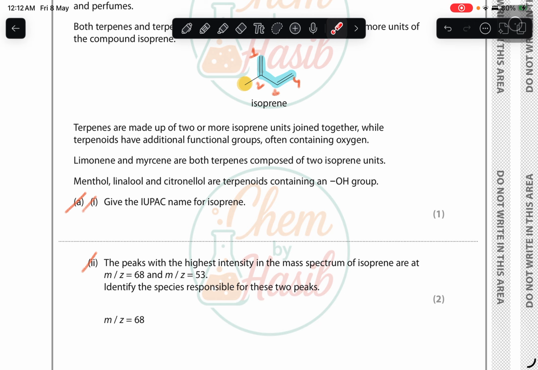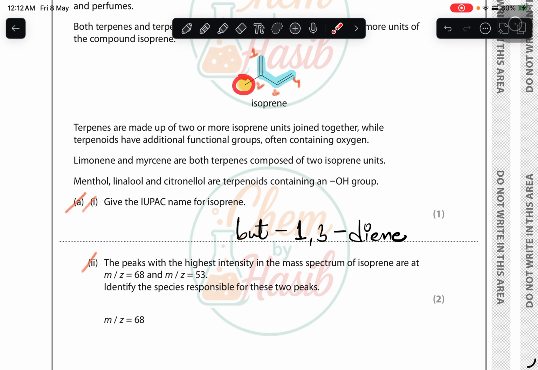So if you look at the longest chain, there are 1, 2, 3, 4 carbon atoms, so we'll write but-, because there are 4 carbon atoms in the longest chain. Now there is a double bond on carbon number 1, so we write but-1. There's a double bond on carbon number 3, so we write but-1,3. There are 2 alkenes, so we write diene, because if there are 2 alcohols, we write diol. If there are 2 alkene functional groups, we write diene. So it's but-1,3-diene.